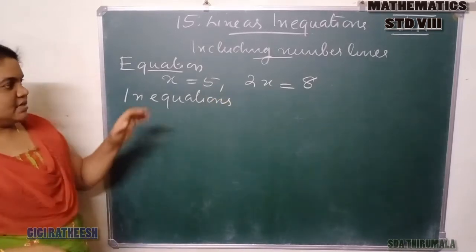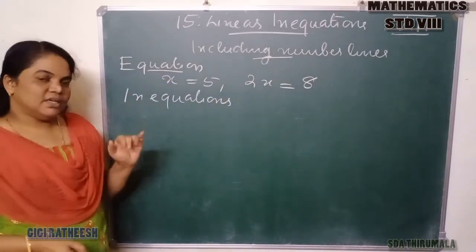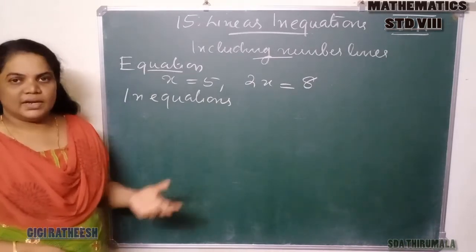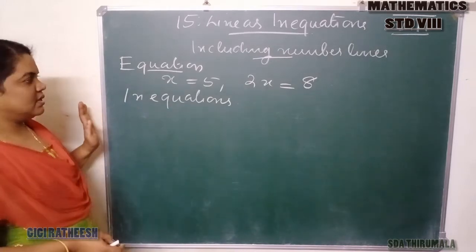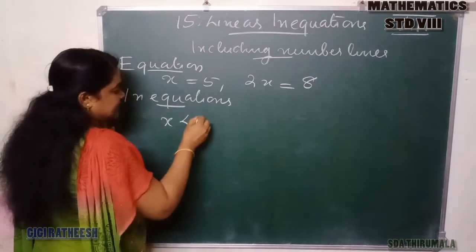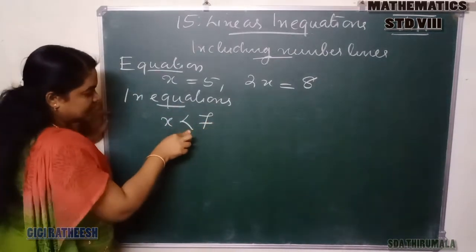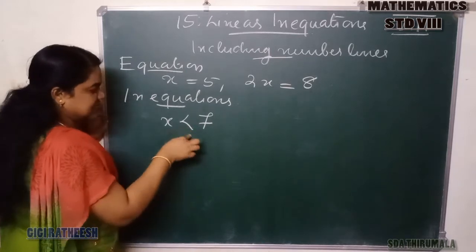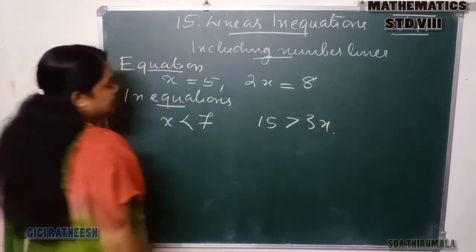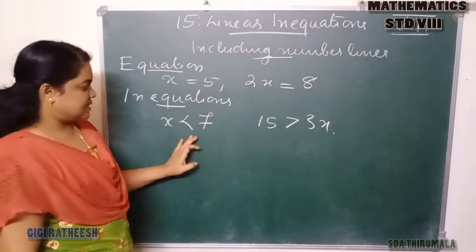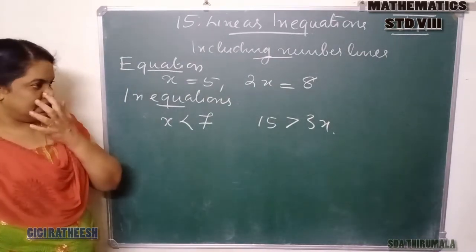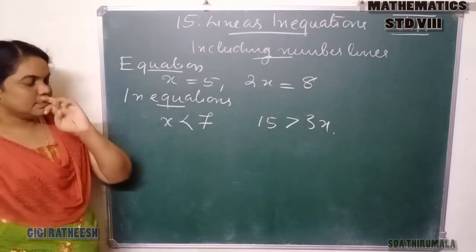Inequations are the opposite of equations. A statement representing that one thing is not equal to another is called an inequation. For example, x less than 7, and 15 greater than 3x. These are all inequations: less than, greater than, less than or equal to, greater than or equal to. And the third one is connecting verbs.